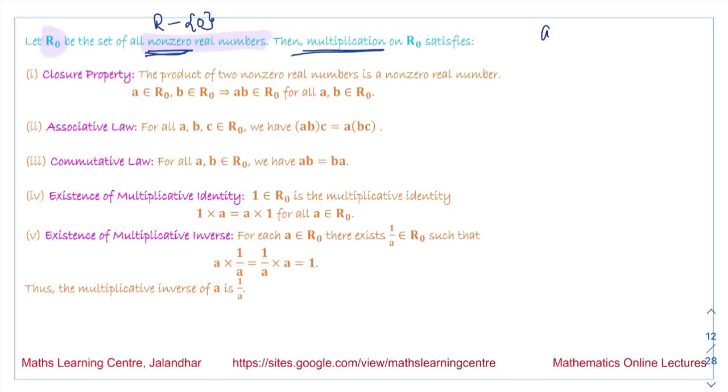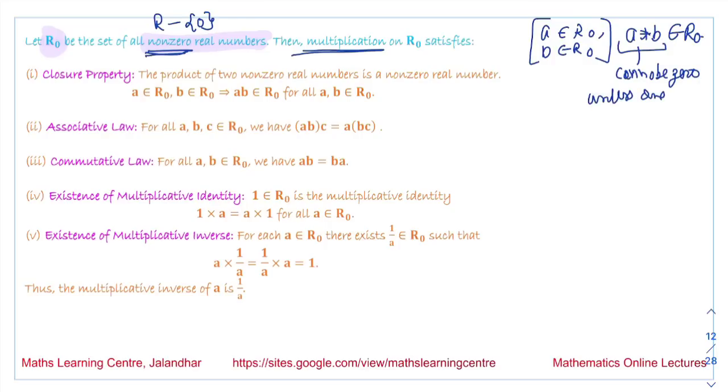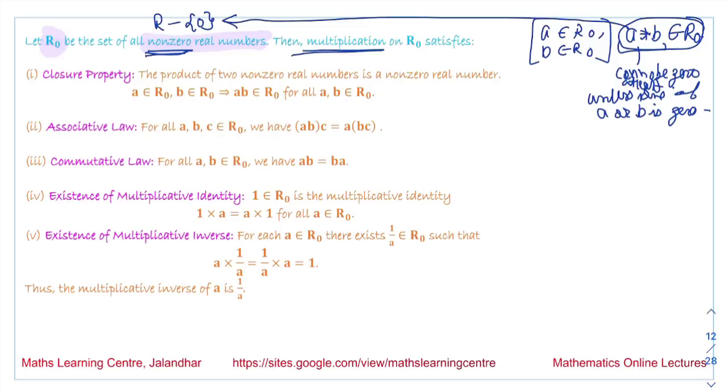So for some a belongs to R naught and b belongs to R naught, we have a star b that belongs to R naught. This answer is a real number which cannot be 0 unless at least one of a or b is 0. So we are saying their product is also a non-zero real number. So this element belongs to R naught, and hence it satisfies the closure property.